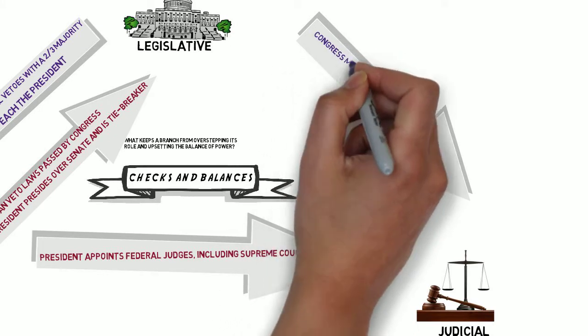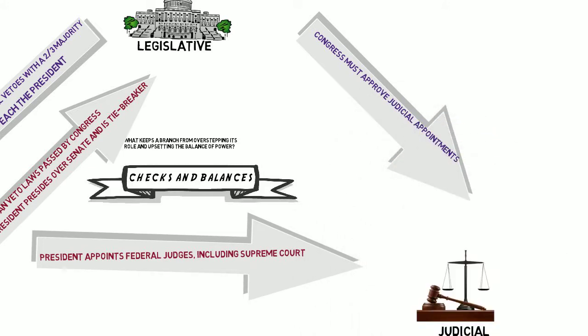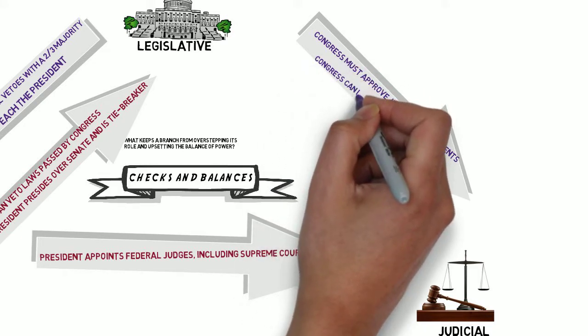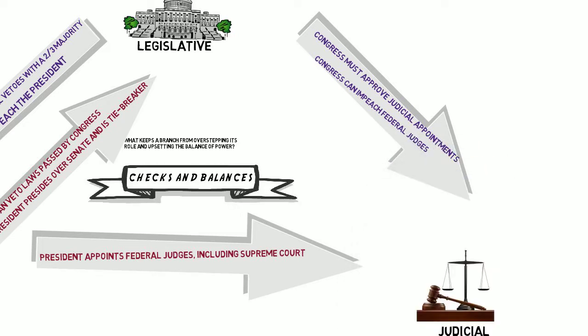Remember how we said the president can assign federal judges to the judicial branch? Well, another check that Congress or the legislative branch has on the judicial branch is that they have to approve of any presidential nominees. If they feel that someone that the president chooses for one of these spots is unfit to serve, they reject that appointment and the president has to go back and choose somebody else. And just like with the president, Congress can also impeach federal judges in cases necessary for the public good.